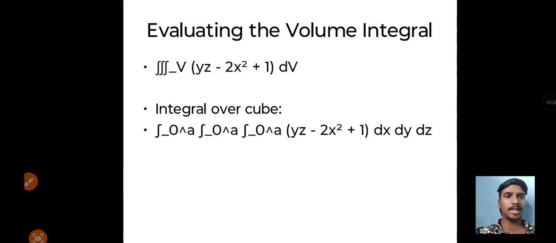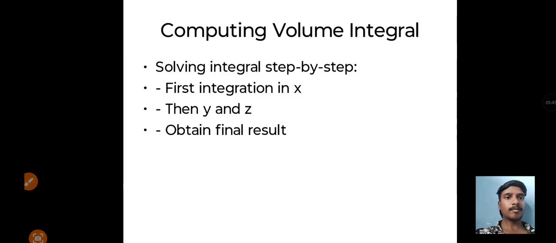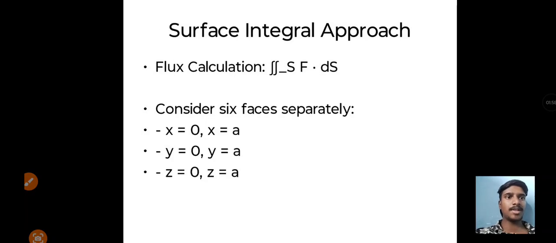Evaluating the volume integral. Integral over V of (yz minus 2x square plus 1) dV. Integral over the cube: integral 0 to a, integral 0 to a, integral 0 to a of (yz minus 2x square plus 1) dx dy dz. Computing the volume integral, solving step by step. First integration in x, then y and z. Obtain the final result.